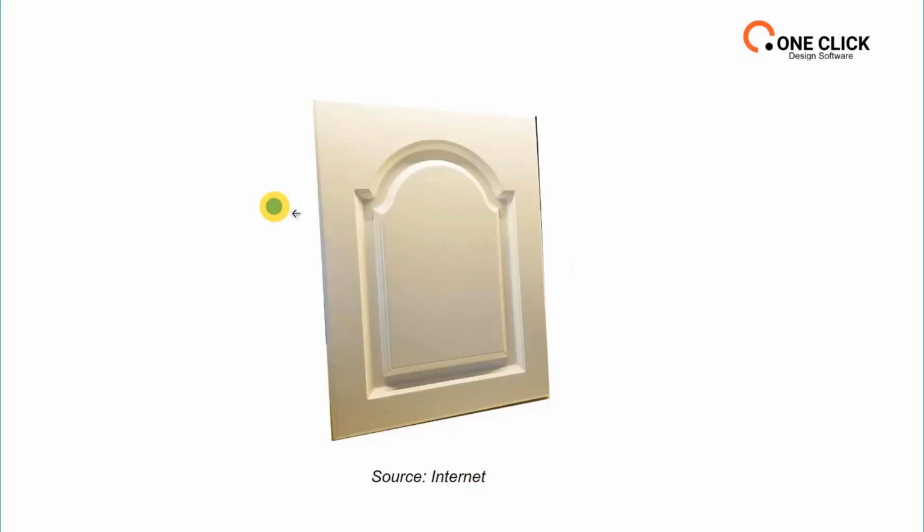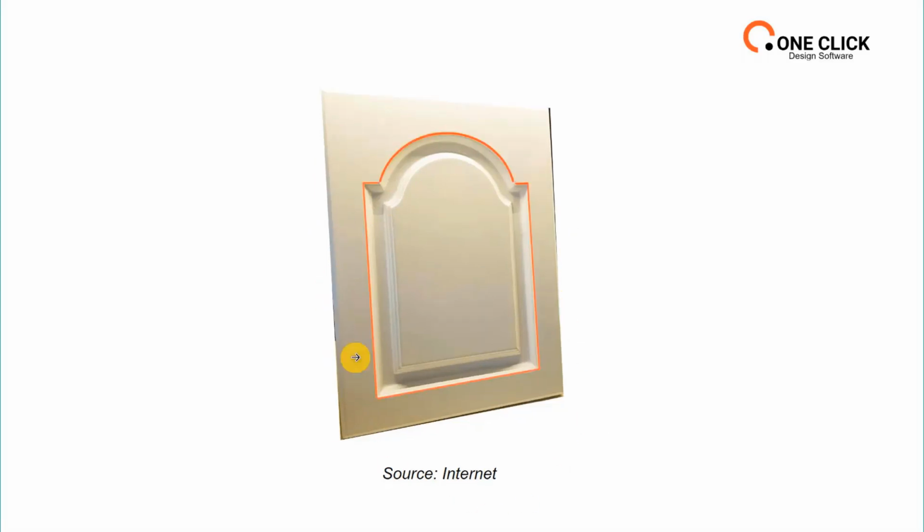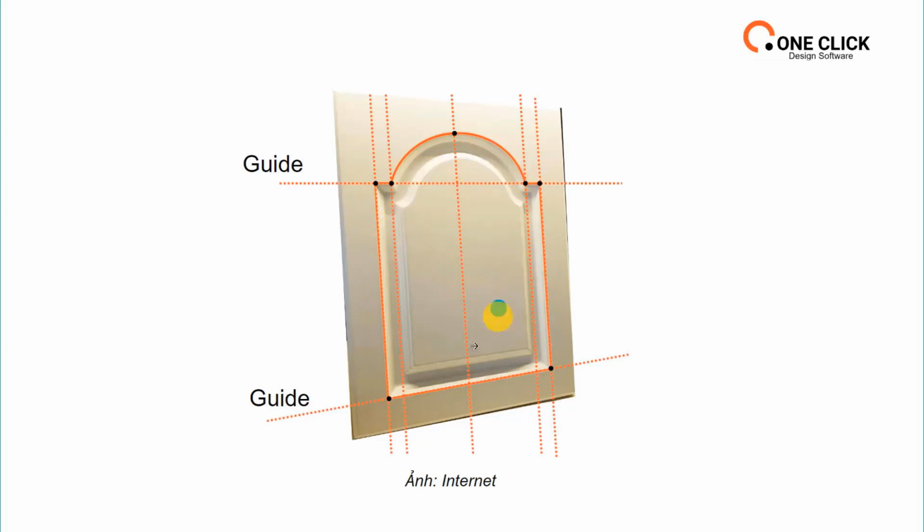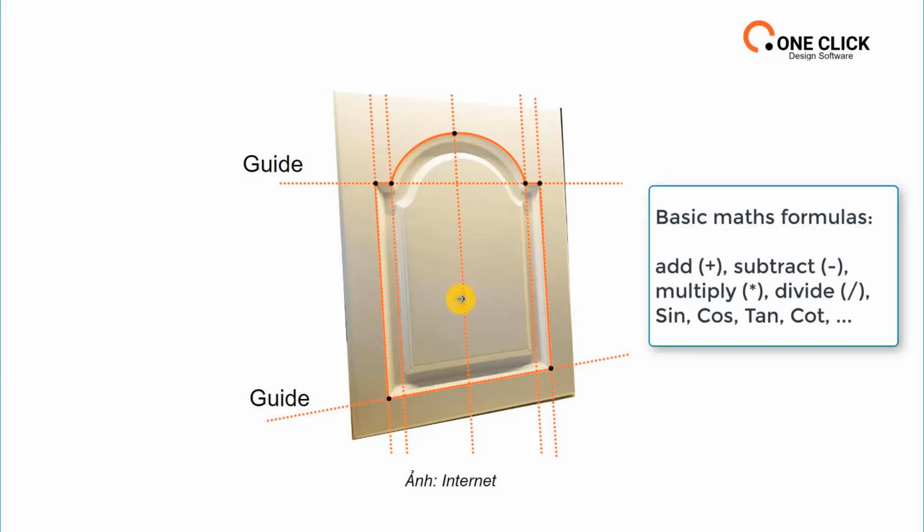For example, to make this shaker style door, we're gonna need to draw only one line to define a shape of the pattern, and then use tools and one-click smart offset to create the cut line for the whole pattern. In order to draw a customizable cut line like this, we're going to draw guidelines from top down, from bottom up, from left to right, and from right to left, using basic math formulas.